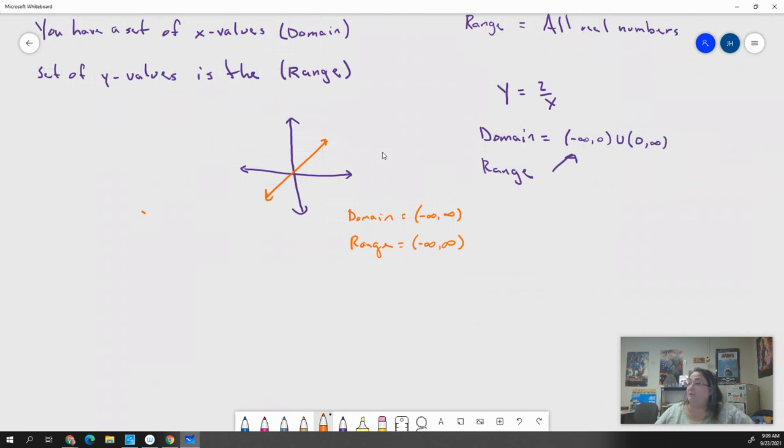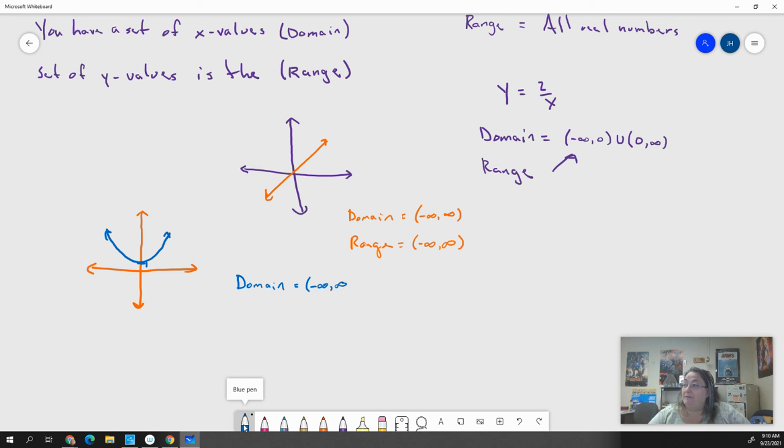Sometimes, say if I'm graphing a parabola, which kind of goes like this, and we can call this 1, right? My domain can still be anything, right? I have an arrow going to the left forever and ever, and I've got an arrow going to the right forever and ever. So my x values can be anything I want. I can put in any x I want. My domain is going to be negative infinity to infinity.